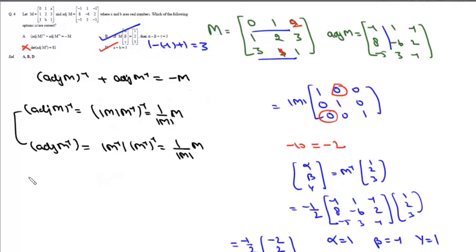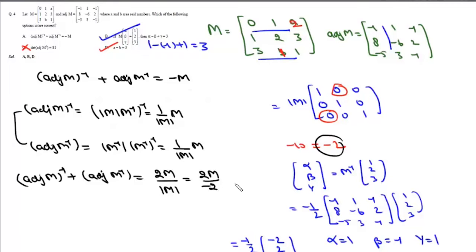Now if we add these two, we'll write adjoint of M inverse plus adjoint M inverse will be simply 2M by determinant of M. Now this is 2M, and determinant of M is minus 2, so this expression will be equal to minus M. That means this option A is also correct. So the correct options are A, B and D.